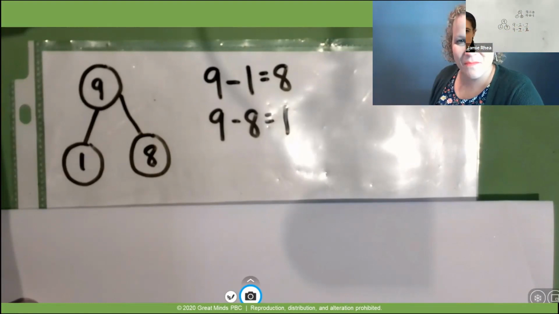So right now we have 9 minus 1 equals 8. 9 minus 8 equals 1. 9 minus 2 equals 7. 9 minus 7 equals 2. Now, I'm probably going to run out of room in just a minute. So I'm going to erase mine and put them over here to the side. You can be thinking of what our next number might be.